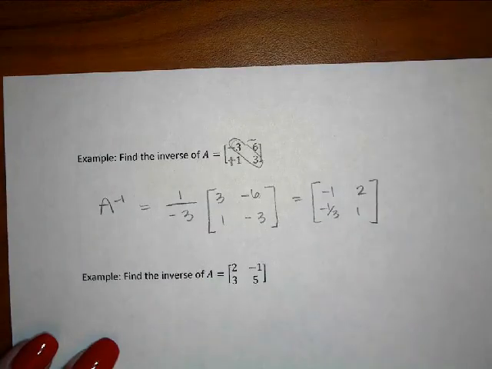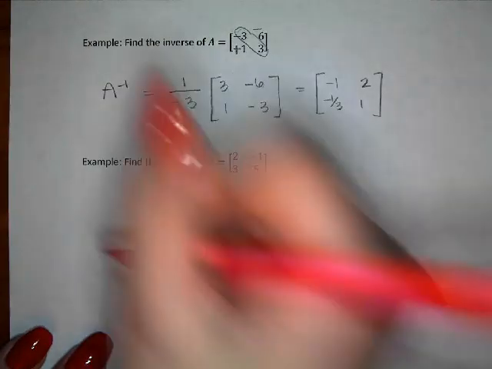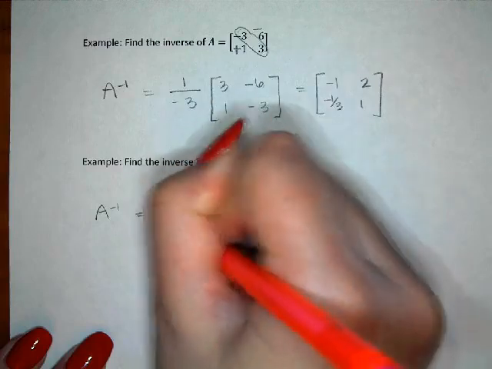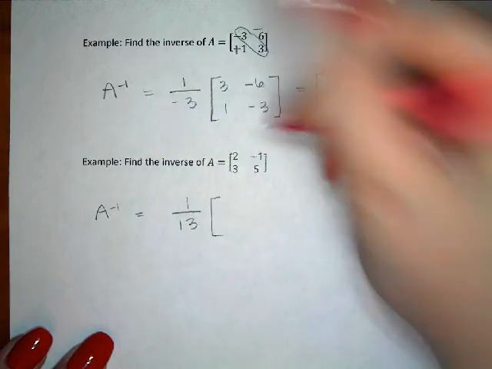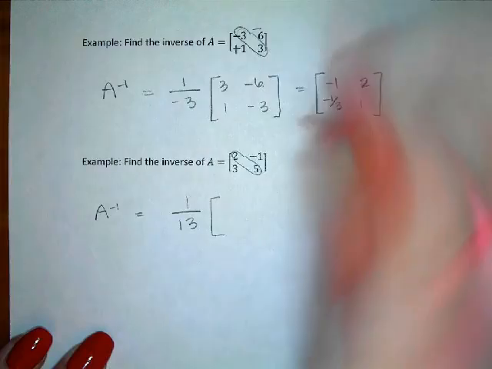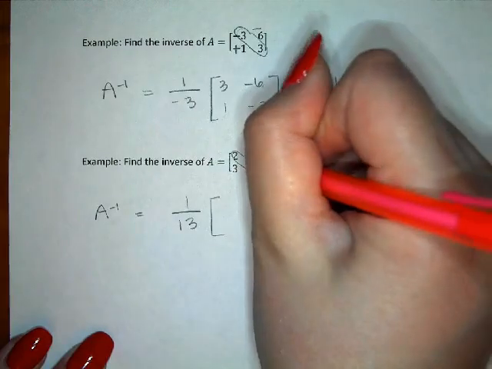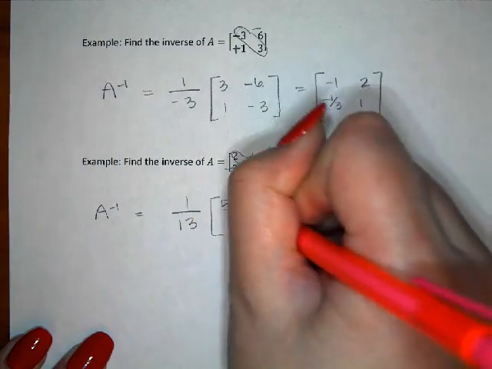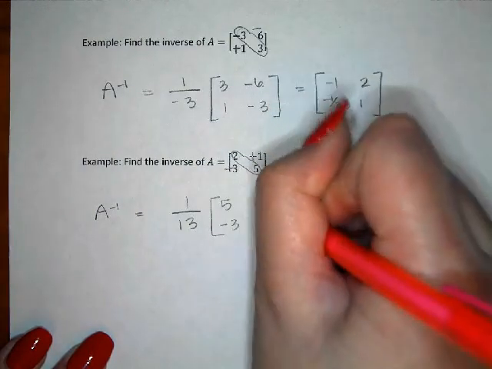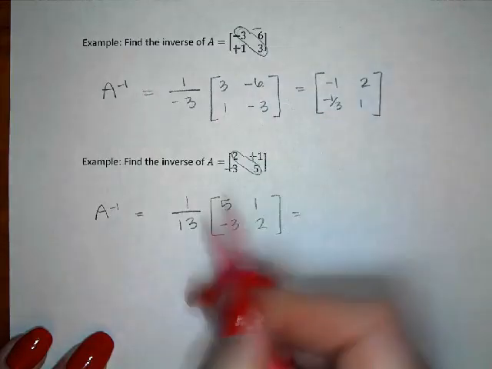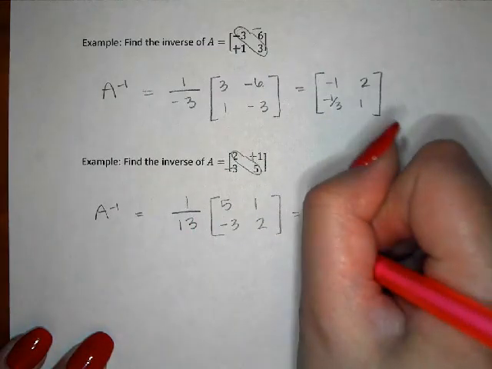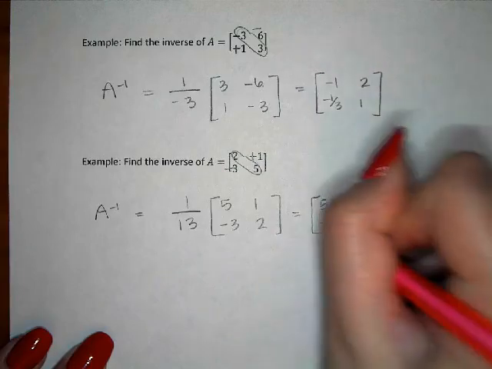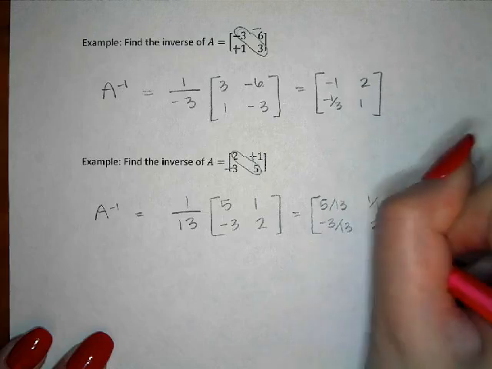All right, and then we'll do this last one, 1 over determinant. Trade positions for those two, change the sign. So 5, 2, 1, -3. And then we're going to multiply by 1/13. So 5 over 13, 1 over 13, -3 over 13, 2 over 13 is our inverse matrix.